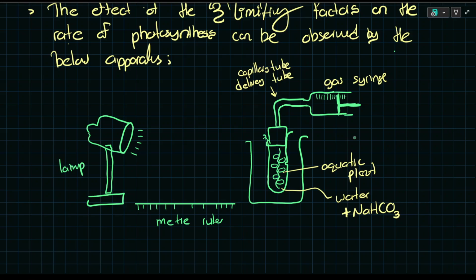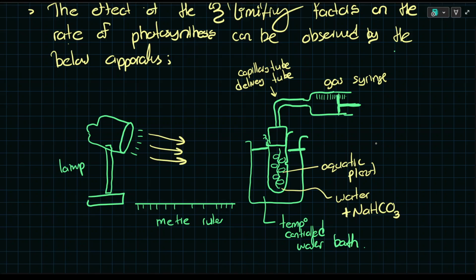This beaker also contains water, but this time it's not for the plant. This is a thermostatically controlled, I'll just call it a temperature controlled water bath, to keep the temperature at an optimum constant level. So this is what happens. The lamp is switched on. Obviously, light shines on the plant.